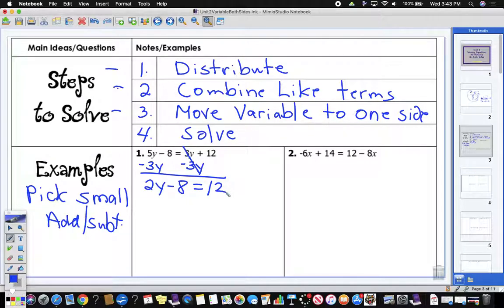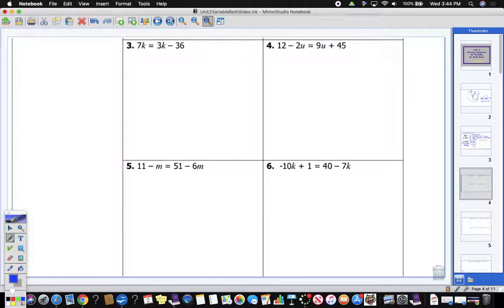Now it becomes a two-step equation. We do our addition and subtraction first. They're subtracting 8, we'll add 8. And then divide by 2. And we get an answer of 10. Now number 2 is very similar to that. Let's take a look at number 3.